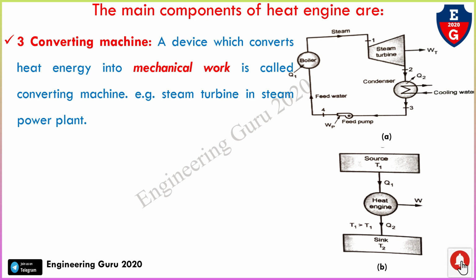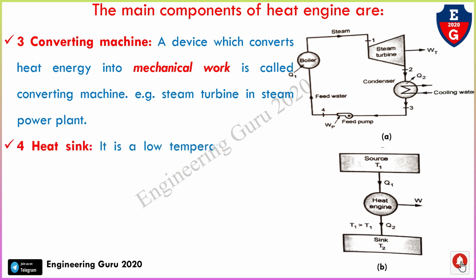Now we already discussed it. The heat engine is the device that converts the chemical energy of the fluid into thermal energy and utilizes this energy to produce the mechanical work. So the converting machine is the device to convert the heat energy into mechanical energy.